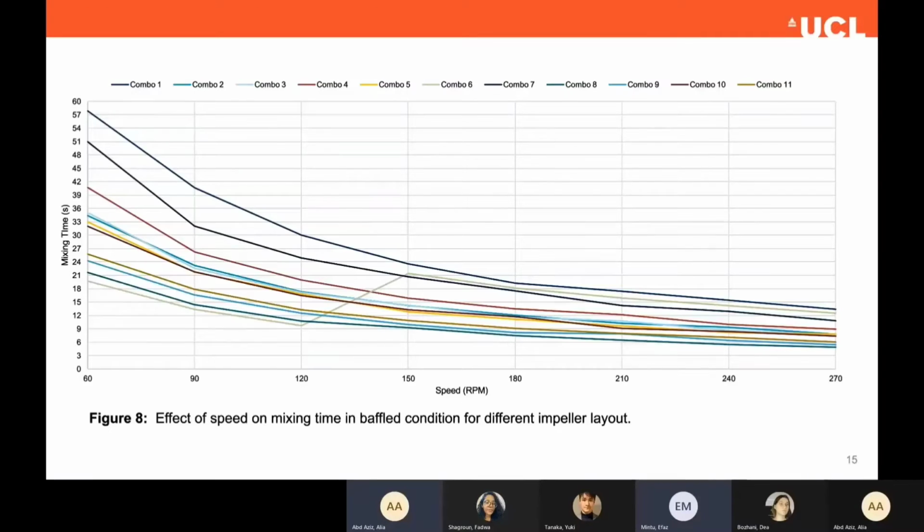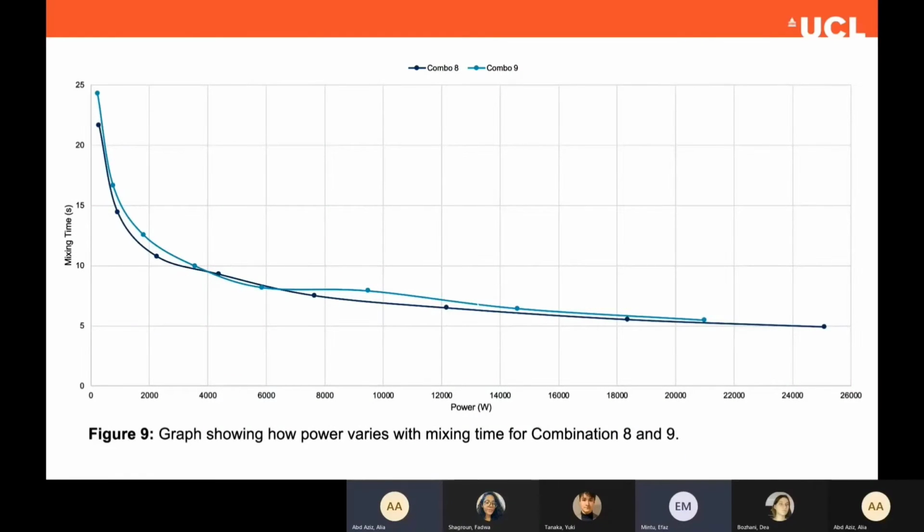The graph on this slide shows the effect of speed on mixing time for different impeller layouts. The general trend is that as the speed increases, the mixing time decreases for most combinations. From the graph, we can see that the impeller layouts that gave the lowest mixing time were combination 8 and combination 9. To choose the best impeller layout between combination 8 and 9, we plotted a graph of mixing time against power to see which combination delivers similar performance while consuming less power. Therefore, for our final design, we chose combination 9 as our impeller layout.